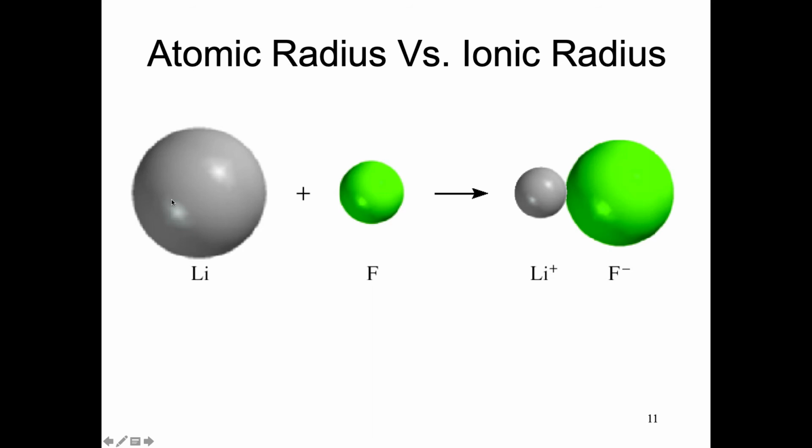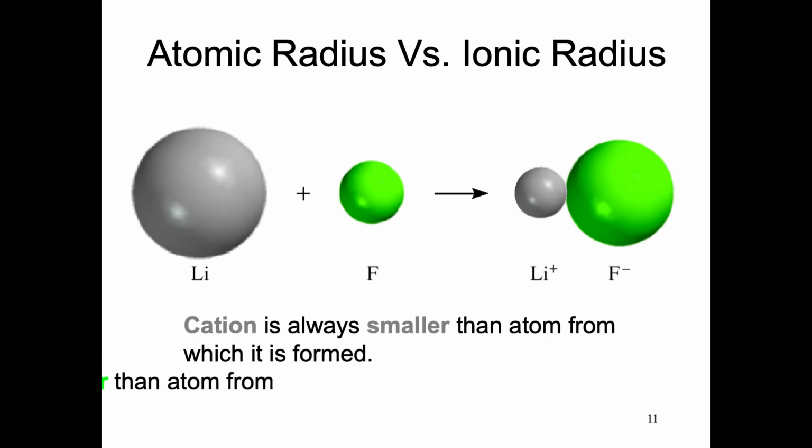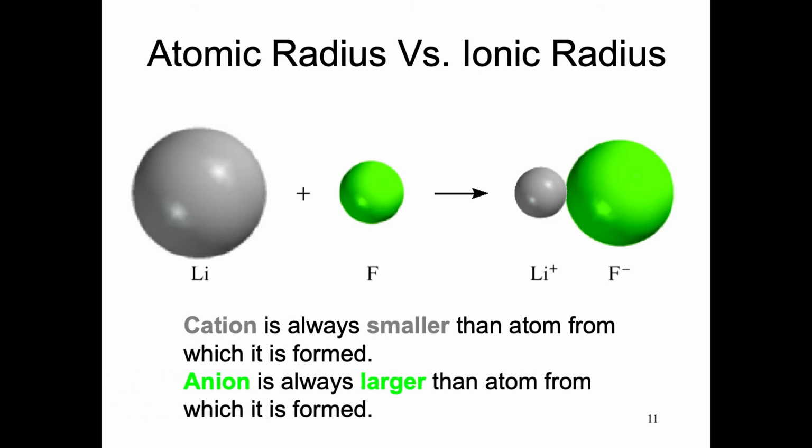Here's an atom of lithium, which will lose a valence electron. Here's the atom of lithium after it does lose that valence electron to become a cation. Here's an atom of fluorine before it gains a valence electron. Here is the same atom of fluorine after it's gained a valence electron to form an anion. So cations are always smaller, anions are always larger.